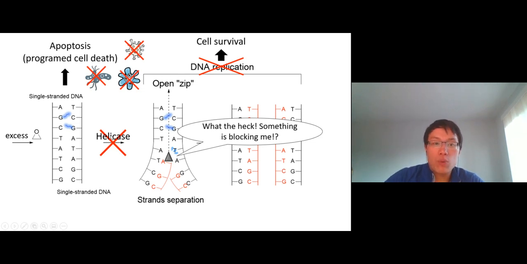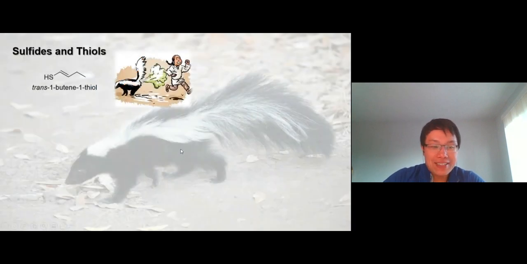The body or the cell will realize that this cell is useless, so it will go to programmed cell death. We call it apoptosis. All right, so that's how the epoxide kills the bacteria. All right, let's go further to sulfides and thiols.